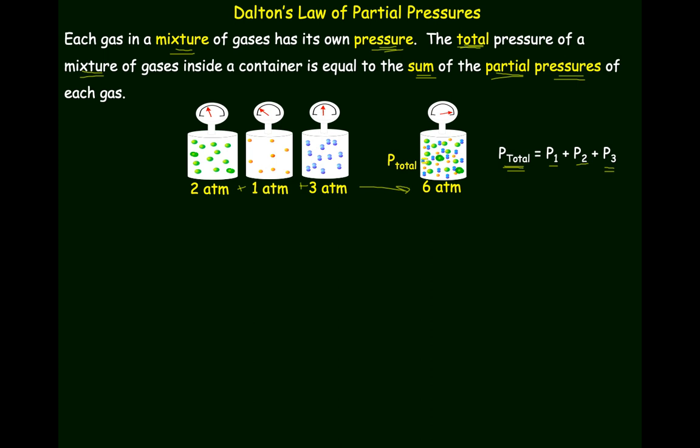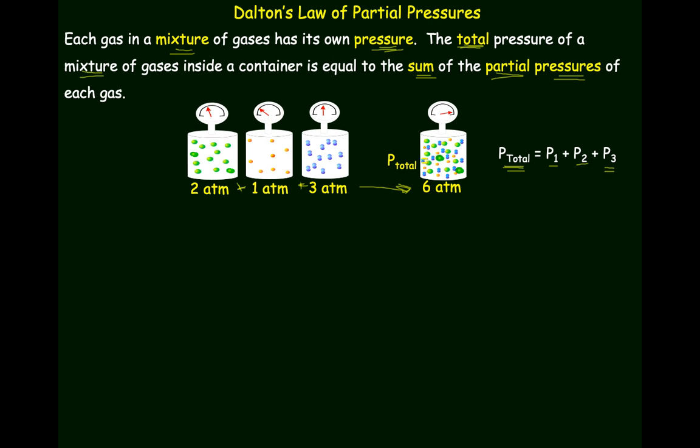Now, the only thing you have to worry about when you do it this way is that you have to be given the same units. So if you add all the pressures together, make sure that you have all atm or all kPa or all torr and so on.